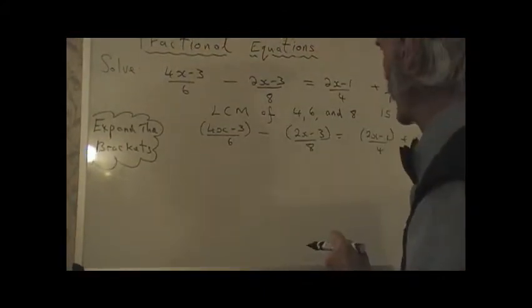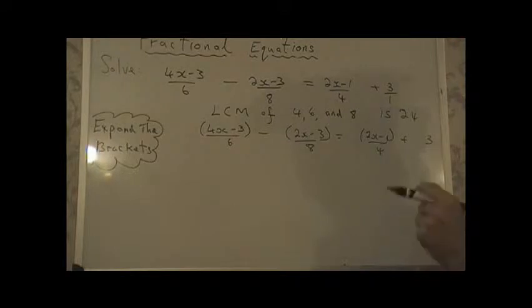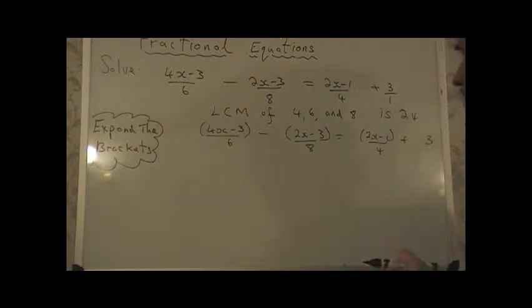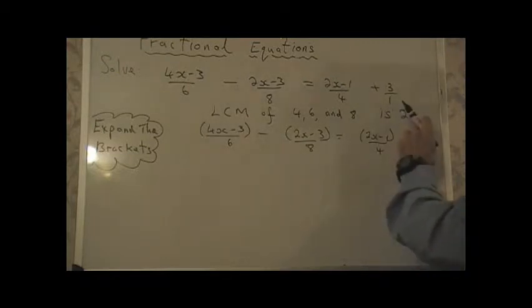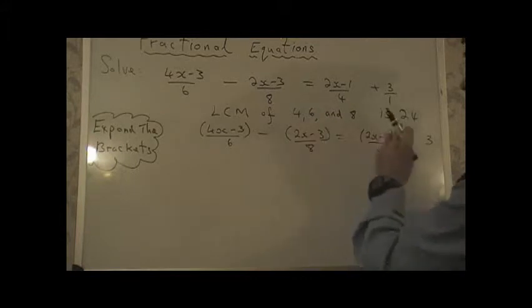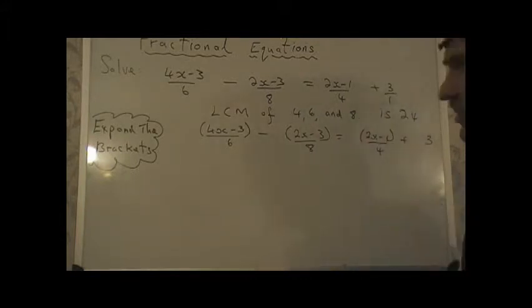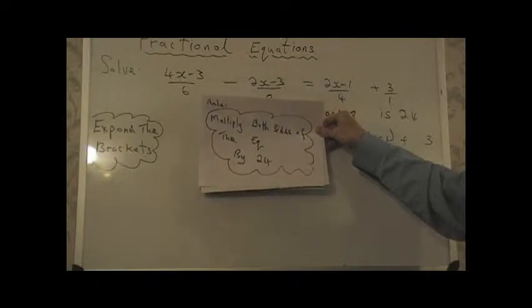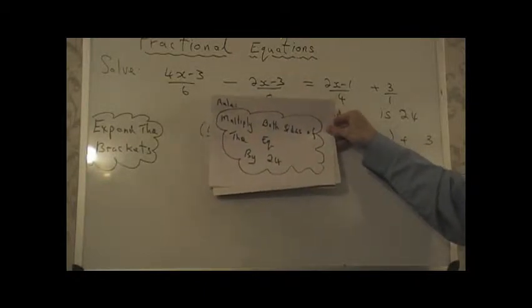So the LCM of 6, 8 and 4, if you work out what these numbers will go into, well 6 and 4 will go into 12, but 8 won't go into 12. So the first one we really come to is 24, because 24 is the lowest common multiple of 4, 6 and 8. 4 will go into 24, 6 will go into 24 and 8 will go into 24. So we follow the rule, and the rule is that we multiply both sides of the equation by 24.